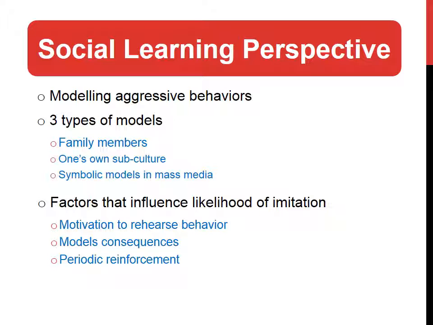Secondly, the consequences of the model's behavior will also influence the likelihood of imitation. If a model is aggressive and is punished for his behavior, it is unlikely to be repeated. However, if the model gets away with aggressive behavior or is even rewarded for the behavior, the likelihood of imitation is much, much higher. Finally, for aggressive behavior to be maintained, it does require periodic reinforcement, and this usually occurs through instrumental learning. In the sense that if aggressive behavior brings about rewards, it is likely to be imitated and continued.